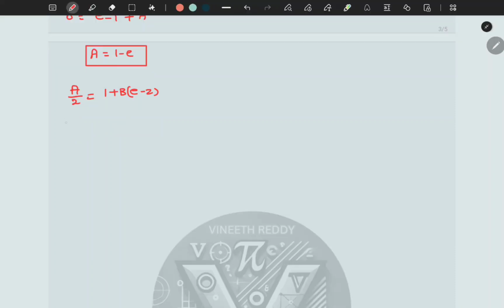So yeah, replace a with 1 minus e. So we get (1 minus e) divided by 2 is equal to 1 plus b times (e minus 2). If I bring 1 to the left hand side, I get minus e divided by 2 is equal to b times (e minus 2). So 1 minus 2 is minus 1, so we get negative of (1 plus e) divided by 2 into (e minus 2), or e, is equal to b times (e minus 2).